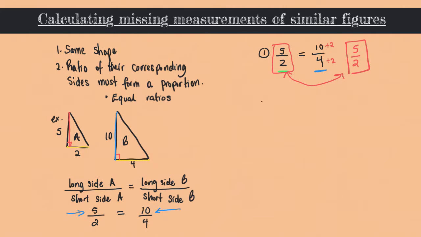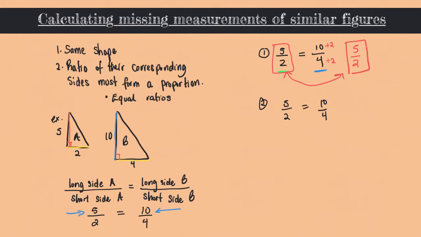The other way you can figure this out is to put your ratios down as fractions, because ratios can be written as fractions: 5 over 2 is equal to 10 over 4. And here we can implement a method called cross multiplication. Whenever you see a fraction being equal to another fraction, you can cross multiply. What does that mean?